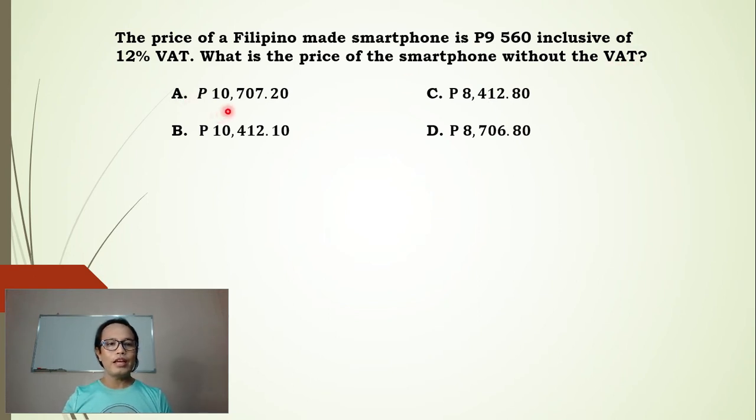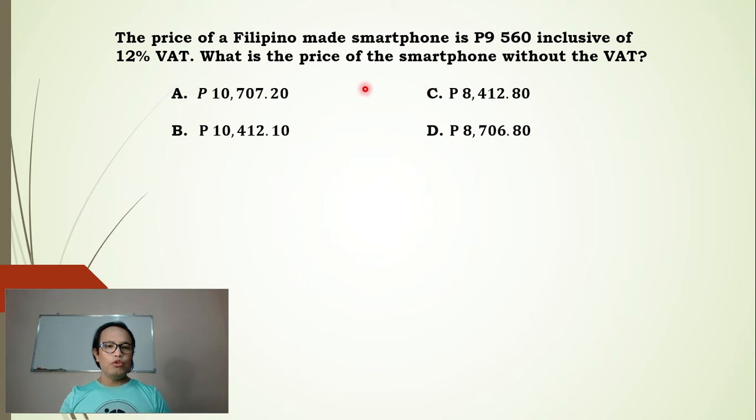A. 10,707.20 pesos. B. 10,412.10 pesos. C. 8,412.80 pesos. D. 8,706.80 pesos. So in the problem, we are told to find the price of the smartphone without the 12% VAT.